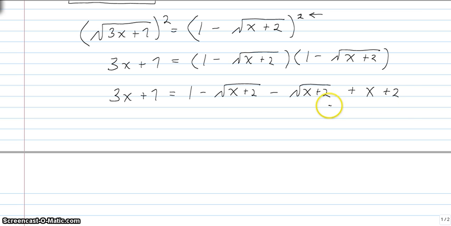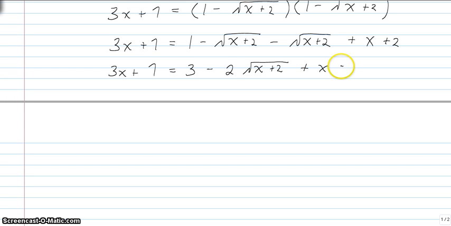Now over on the left, I can combine some terms. I've got a 1 and a 2, which add up to 3. I've got this radical and this radical, which are like radicals, so I can add their coefficients, or in this case, it would be subtracting: negative 1 minus negative 1, which is negative 2 root x plus 2. And then there's this plus x still hanging out at the end there, and I still have 3x plus 7 on the other side.